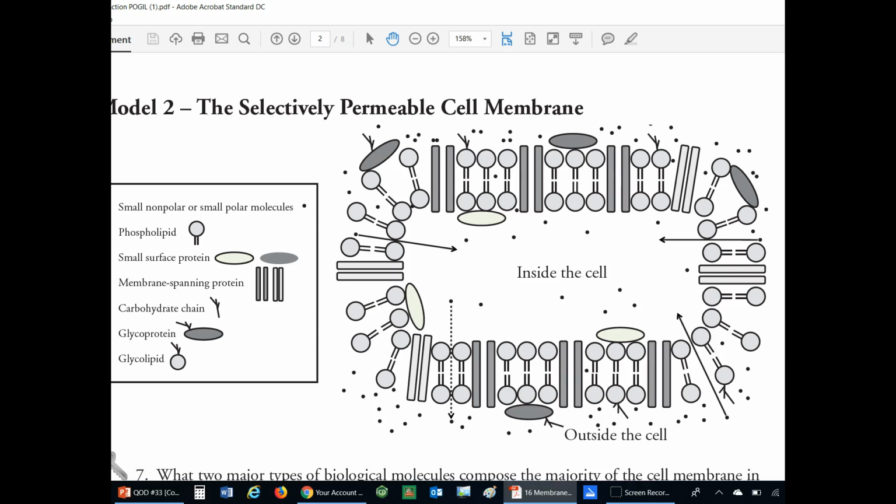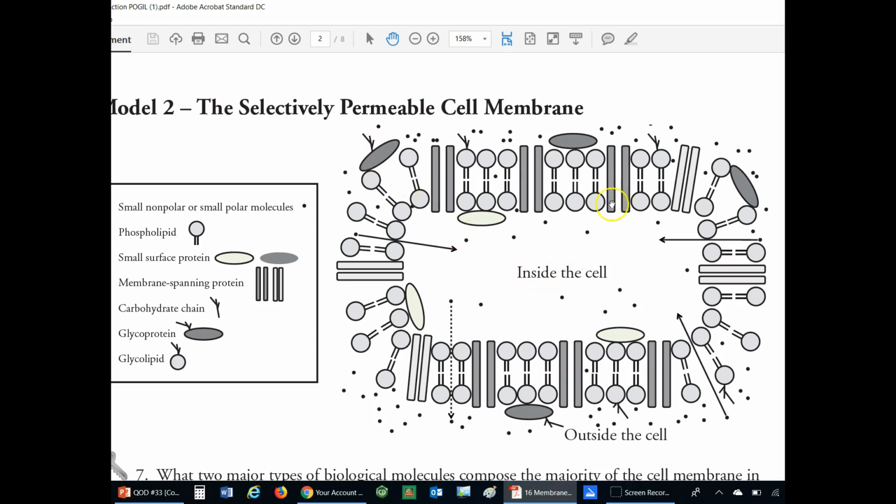And so the idea here is that if you have, say, these little dots, which I would either represent like water molecules or oxygen molecules or something, their net movement is from the outside to the inside because there's a higher concentration of these little dots on the outside than there is on the inside. But you'll notice that there is movement from the inside to the outside as well. As long as there's a difference in concentration, there will be a net movement in one direction.